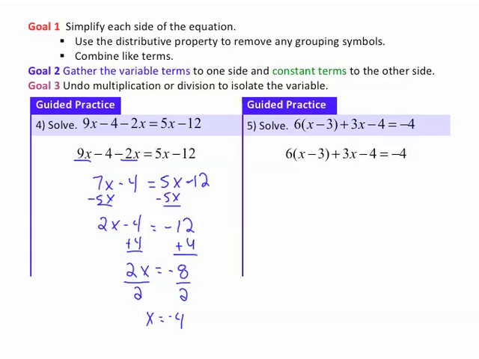Now pause your video player and answer guided practice 5. Hit play when you're done to see how you did.